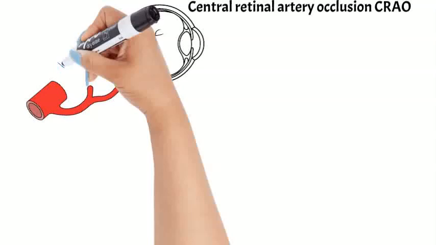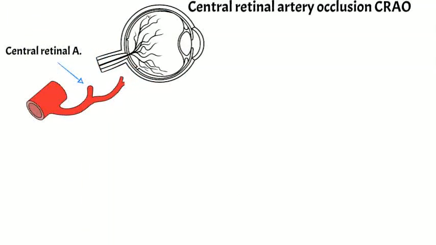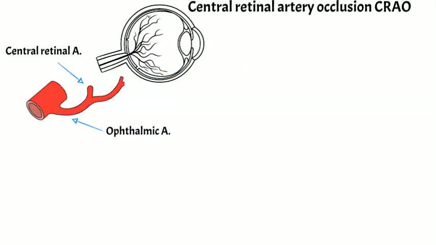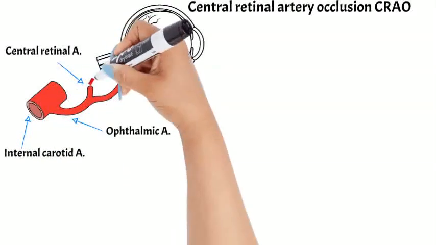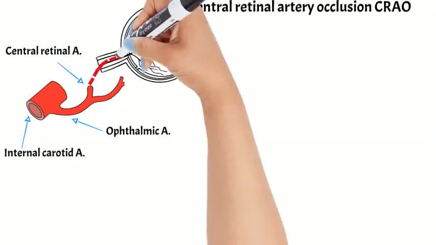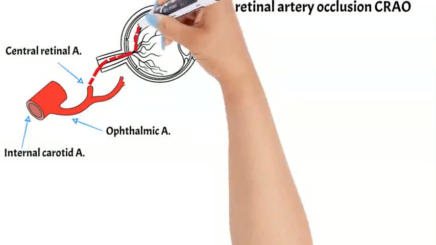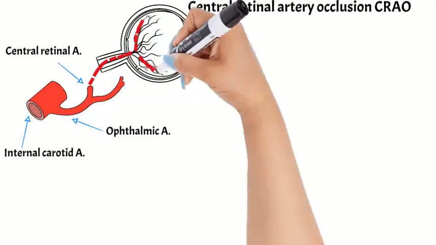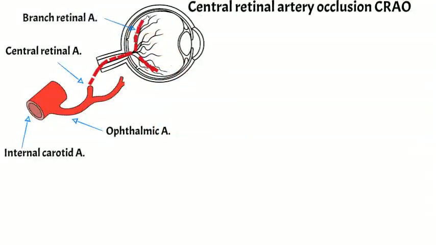We have to know that the central retinal artery is a branch from the ophthalmic artery, which is the first branch from the internal carotid artery. The central retinal artery passes through the optic nerve, and at the level of the ganglion cell layer of the retina, it divides into its branches, which is mainly the superior and inferior branch, each of which will supply its part of the retina without crossing the midline.